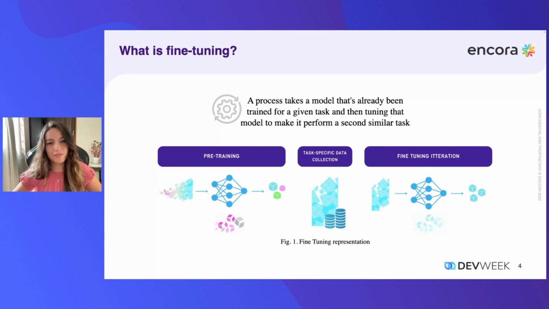So, what is fine tuning? Fine tuning is a process that takes a model that's already been trained for a given task and then tunes that model to make it perform a second but similar task. So, we are basically using the knowledge that was gained from solving one problem and then applying it to a new but related problem. And this concept is something that we see every day when we want to try something new. It helps us if we have done something similar before.